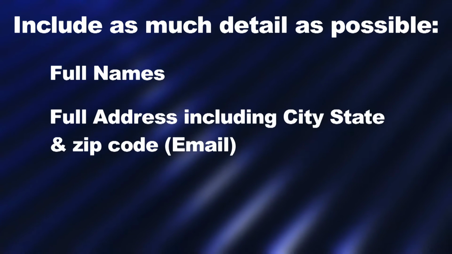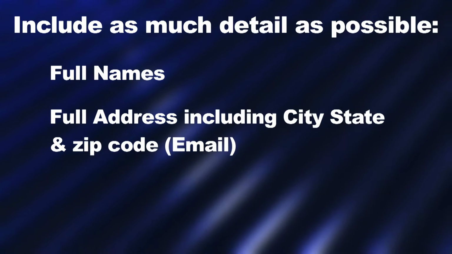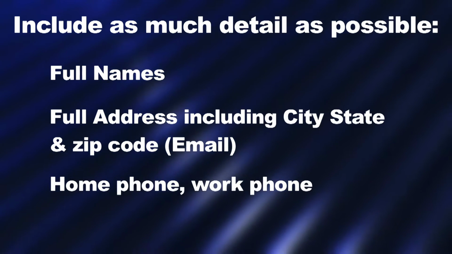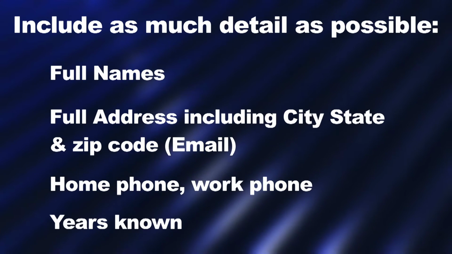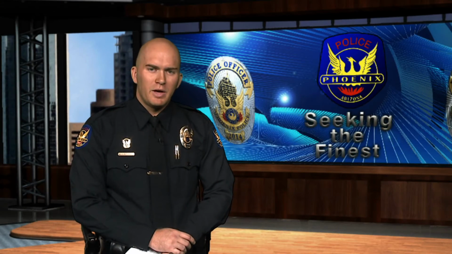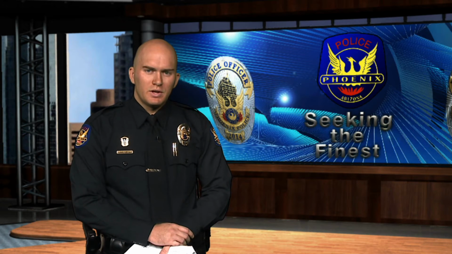When filling this out, be very specific and give as much detail of your references as possible. Full names, street address with city, state, and zip code. You can also include email address in that column. Home phone, work telephone, and years known. When it comes to telephone numbers and email addresses, the more that you can add, the better off you're going to be and the more assistance you will be for your background investigator.